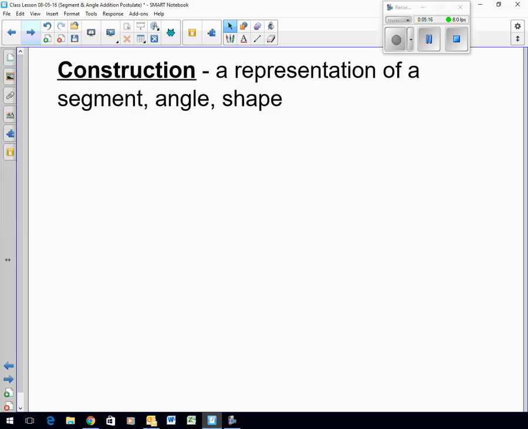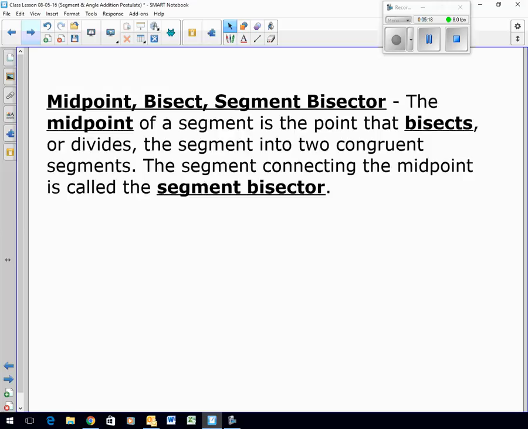All right, everybody got that? Here we go. This is the big one. Midpoints. Bisect. Segment bisector. The midpoint of a segment is the point that bisects, and that just means divides the segment into two congruent segments. The segment connecting the midpoint is called the segment bisector. Give me a second to write all that down.